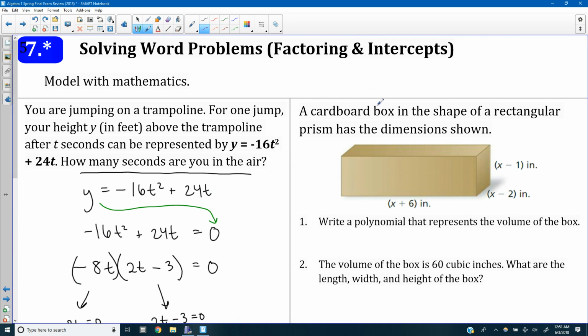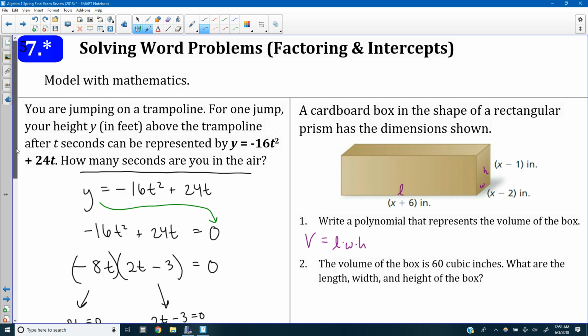Okay. A cardboard box in the shape of a rectangular prism has the dimensions shown. And they show you the image and the breakdown. Write a polynomial that represents the volume of the box. Okay. This is supposed to represent like length, width, and height. And if you know the volume of a box is length times width times height. Now, they don't just mean that. They mean give me a polynomial equation. They mean use these expressions here, but not just that.